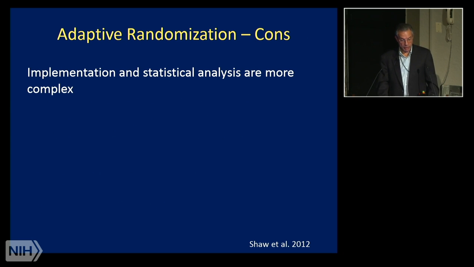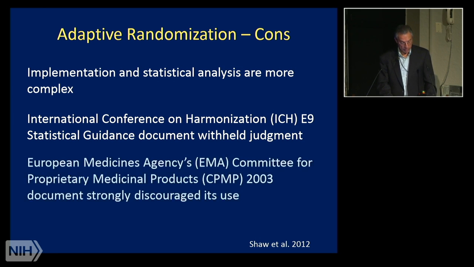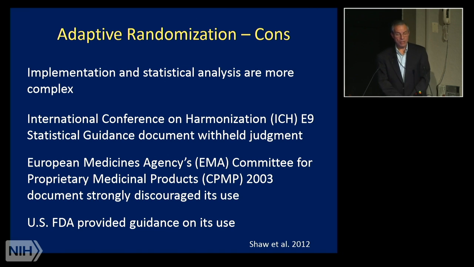So the cons: implementation and statistical analysis are more complex. There's an International Conference on Harmonization, the ICH E9 statistical guidance document, which withheld judgment on adaptive randomization. This may be a little bit old, but not that old. But I'll tell you my bottom line point. The European Medicines Agency EMA Committee for Proprietary Medicinal Products in a 2003 document strongly discouraged its use. Well, that's 12 years ago, so. And the FDA provided guidance on its use.